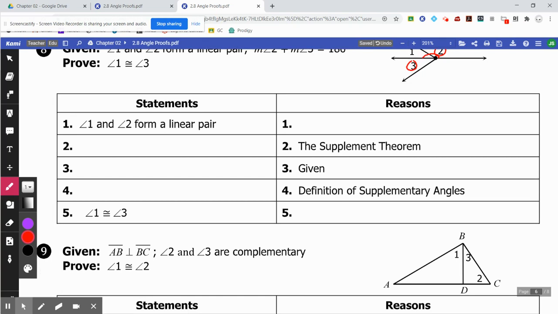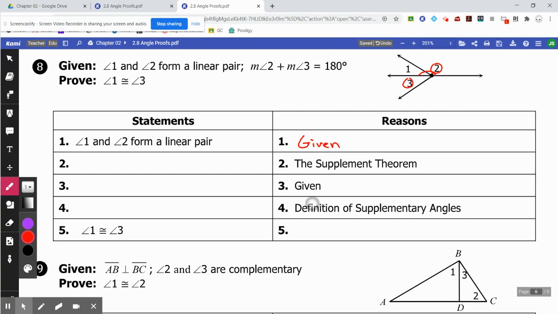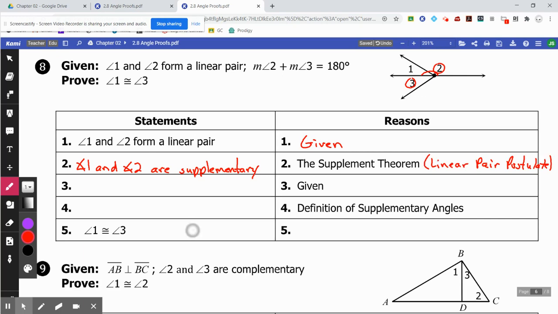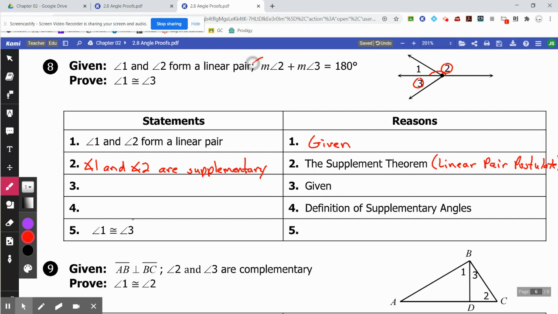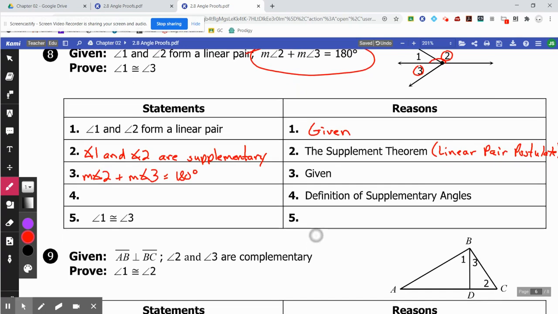So number 1, angle 1 and 2 form a linear pair. That is given to you. And if they form a linear pair, then that means they are supplementary. Again, they call that the supplements theorem. I call it the linear pair postulate. We're also given, the second part of our given, that angle 2 and angle 3 add up to 180. And if they add up to 180, that is by the definition of supplementary angles, we know that they're also supplementary.